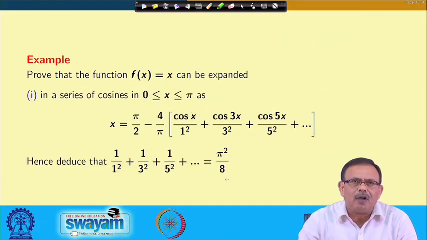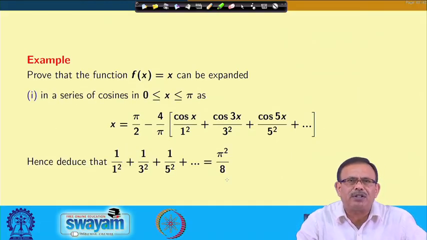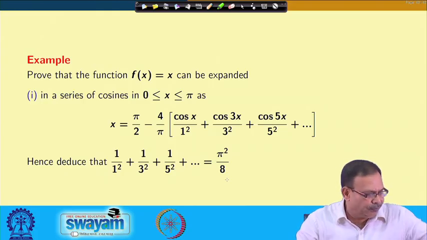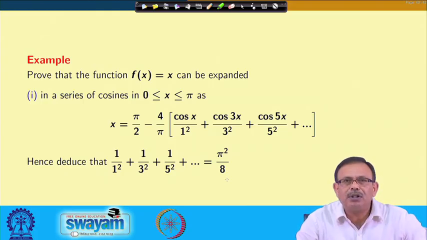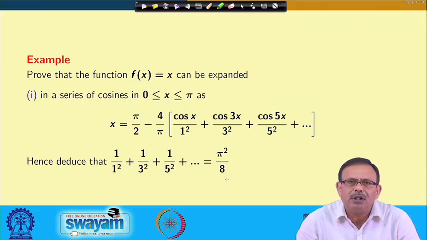So, prove that f x equals x can be expanded in terms of, of course, this will take some time. So, we will start this example in the next lecture.